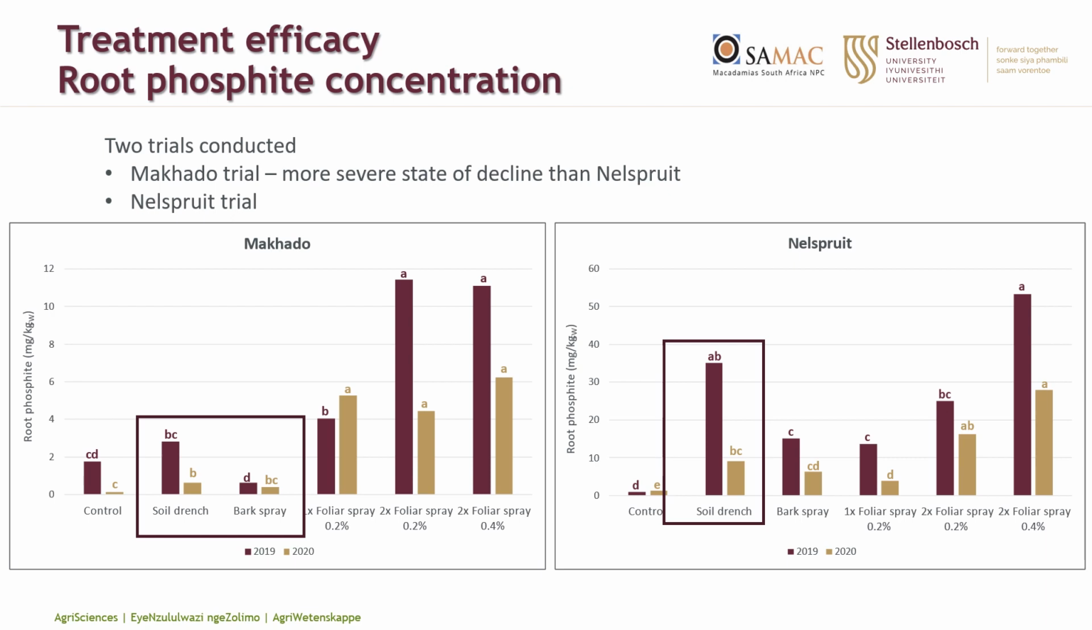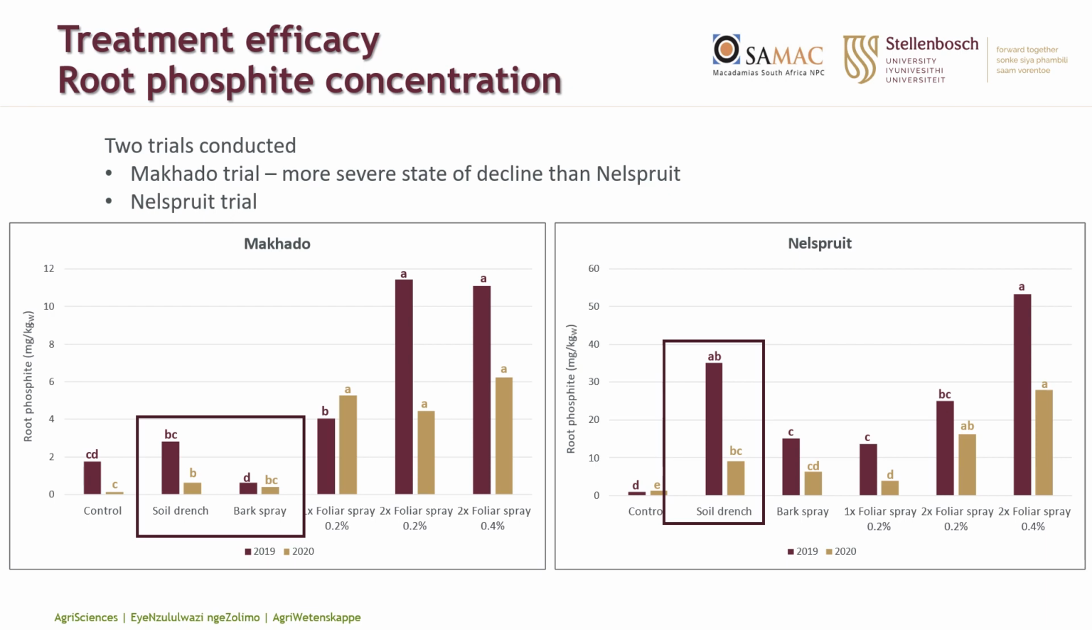In the Macadamia trial, this was most likely due to the roots being very few and the orchard being in a more severe state of decline, so there was no or very little uptake of the phosphonates due to a sparse root system. Whereas in the Nelspruit trial, the soil drench did better and was comparable to the foliar spray because the trees did have enough feeder roots to take up the soil drench. In the Macadamia trial, the bark spray didn't do that well in yielding root phosphite, and we are not very sure why that is.